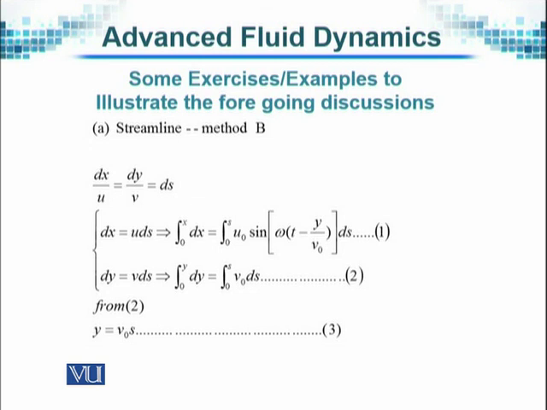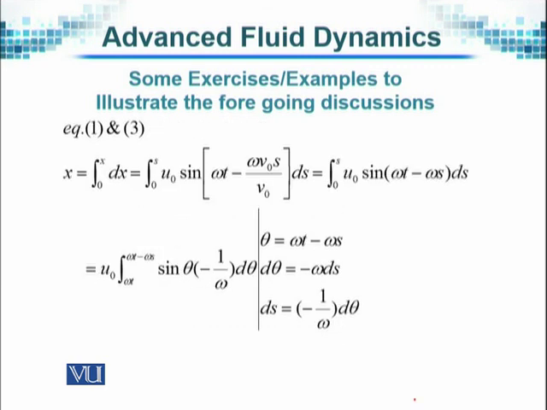The integration is shown to you, as you can see in equations 1 and 2. From equation 2 we see that the integral of y is equal to v naught, a constant, so this will be v naught into s. Since this is a definite integral, no constant appears, and we get exactly this value. So y is equal to v naught into s.